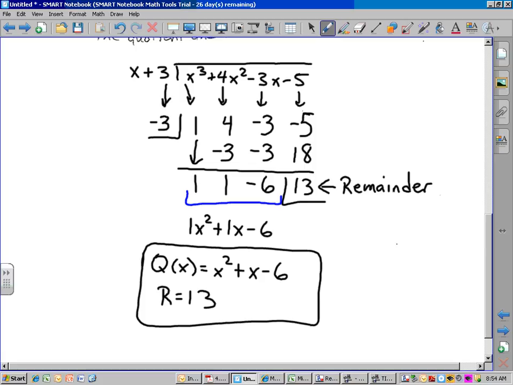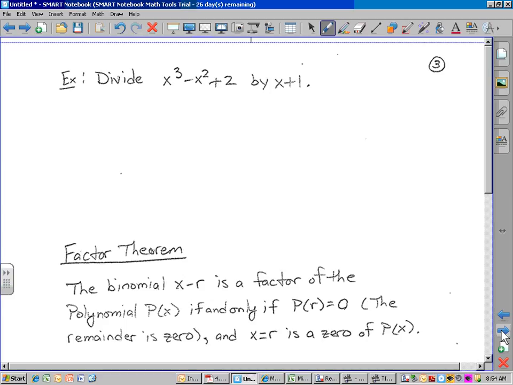Let's take a look at another example. All right, we're going to do this with synthetic division. So let's try to set it up without writing the long division. Do a little half box. What goes in that half box? Not half. The opposite of that number. So we have a plus 1, we're going to put a minus 1.